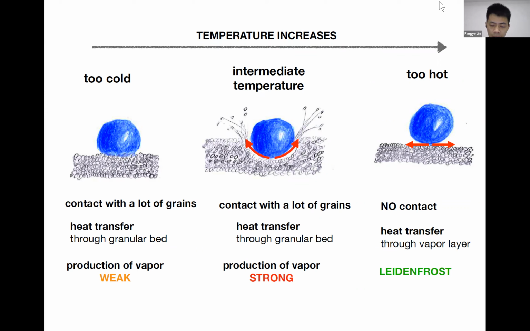The intermediate temperature is perfect for drop digging. The vapor gap is of the order of magnitude of the grain size, and the vapor cannot escape without entraining grains. The droplet can dig.